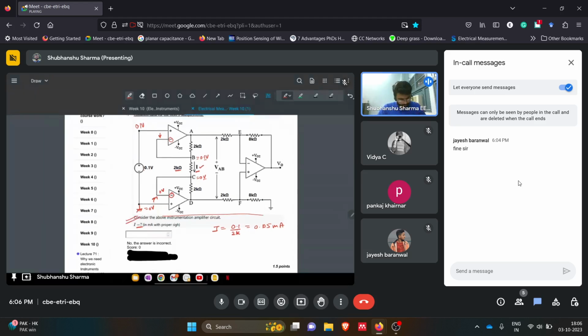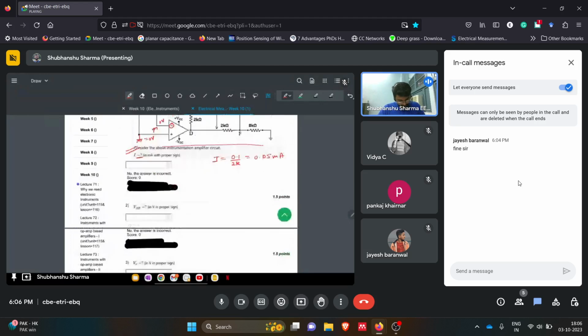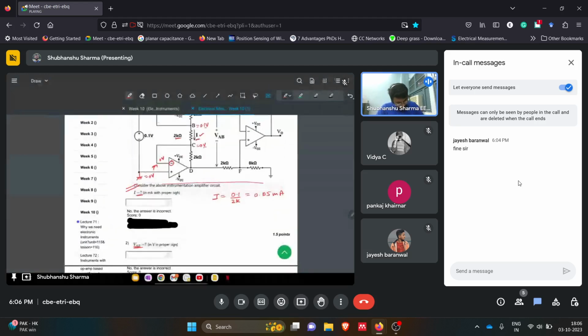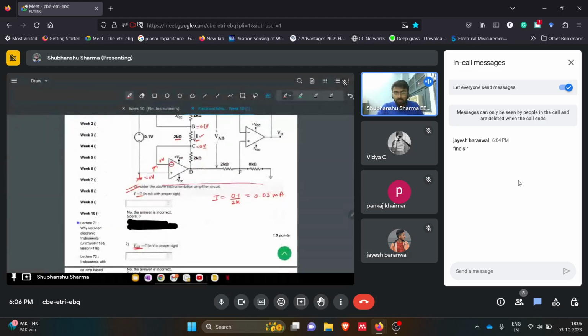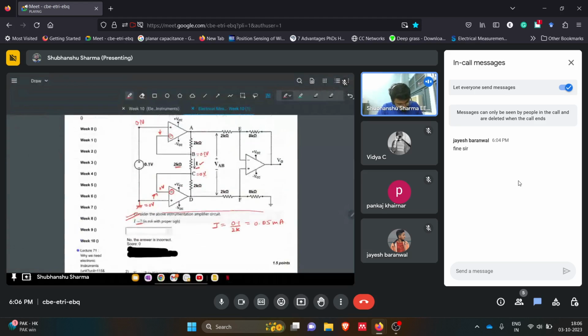Then the next question asks what is the VAB voltage. Just to make this clear, they are talking about this voltage, not this voltage. So they are not talking about this VAB. It's some typo, so they would have placed another name there. But anyway, they are talking about this VAB.